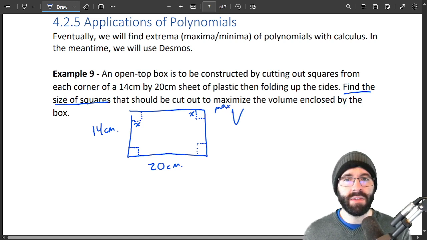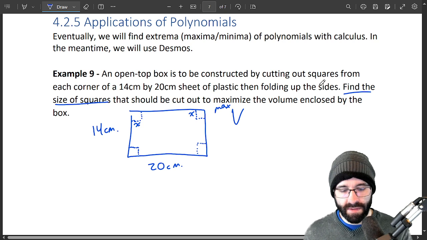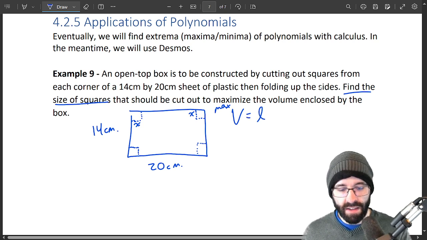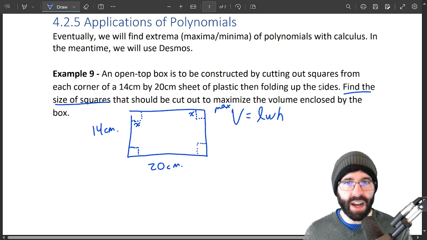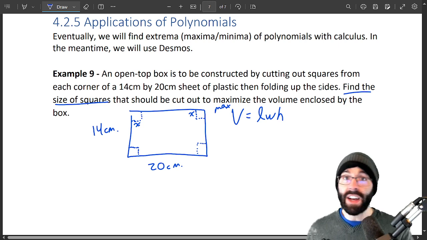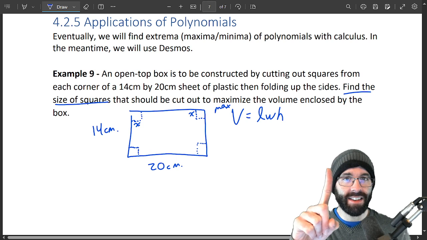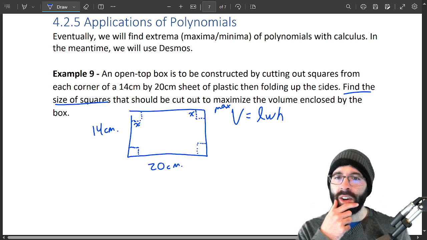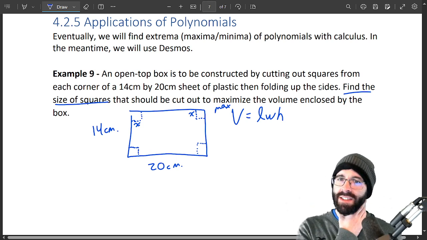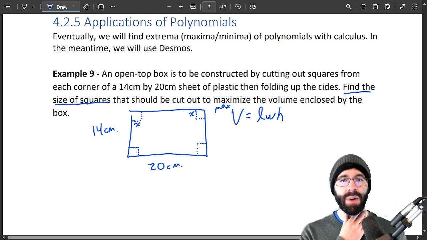What is the volume of a box? Well, volume is length times width times height for a box. That's too many variables. We're only graphing functions of one variable here. Well, okay, what are these things? What is the length? What is the width? What is the height of this box?